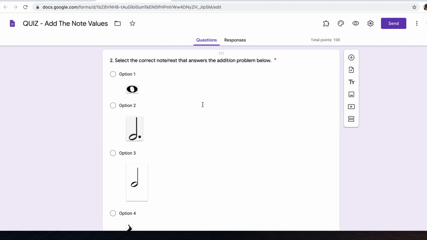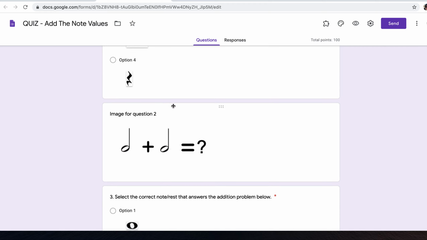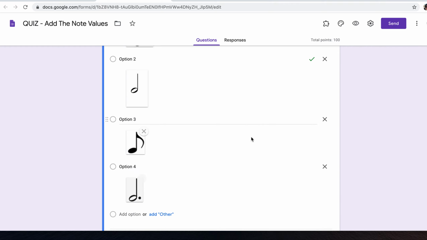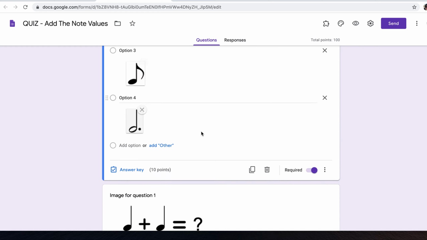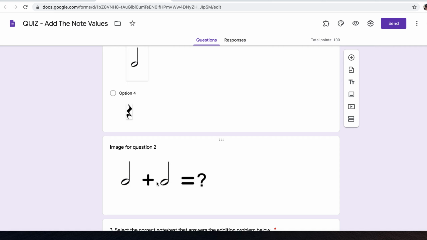It says select the correct notes or rest that answer the addition problem below. So let's look at the addition problem. A half note plus a half note. Well, let's see what a half note gets. I think we just answered that, didn't we? A half note gets 2 beats. So we go back down here again. 2 beats plus 2 beats equals 4 beats.